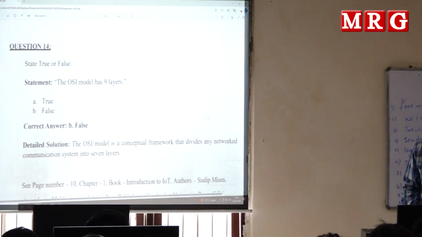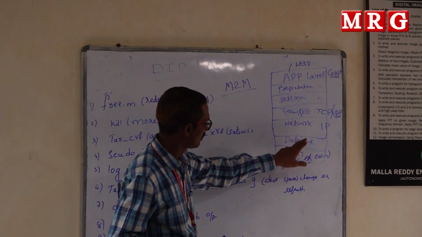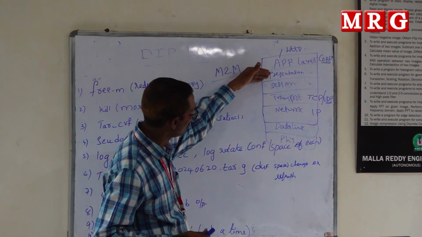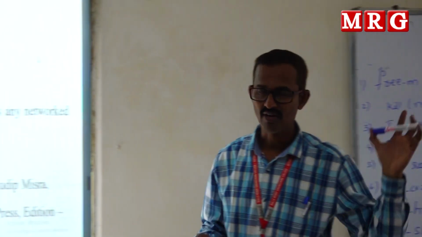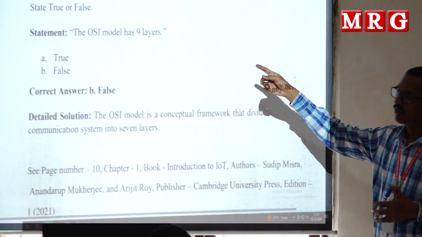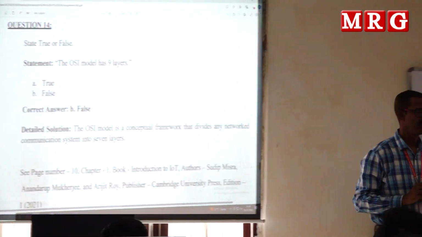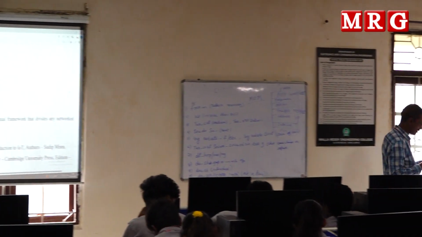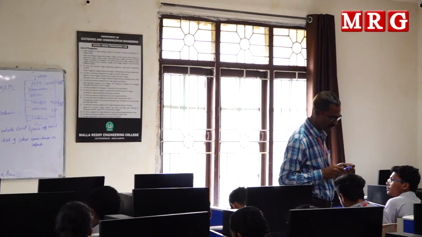Next. The OSI model, I already told you. How many layers are there? 1, 2, 3, 4, 5, 6, 7. Seven, I told you already. Here it says 9. Is it correct? It's false. I am telling the answer also, so please note that down too.